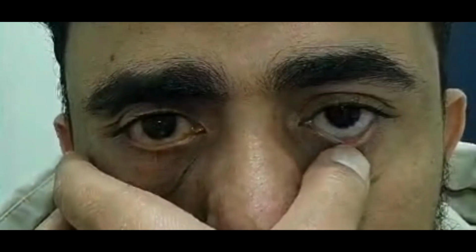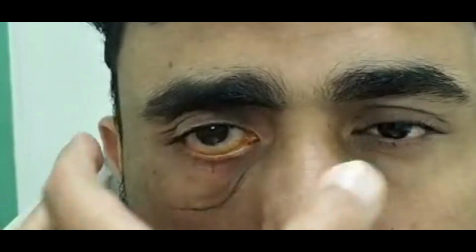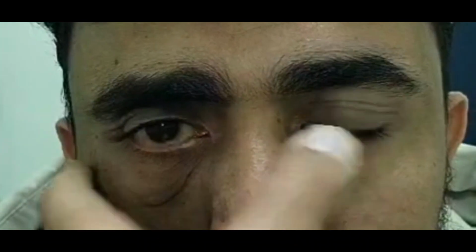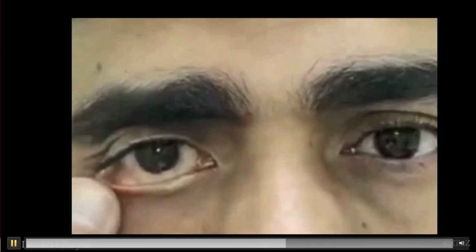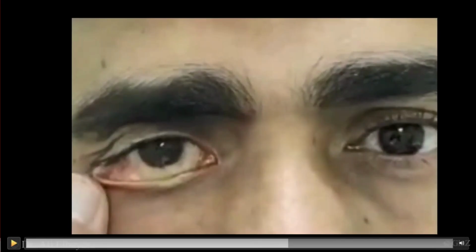What's this test? Name this test. This is the snapback test. Yes. So this is the test for checking the medial canthal laxity.